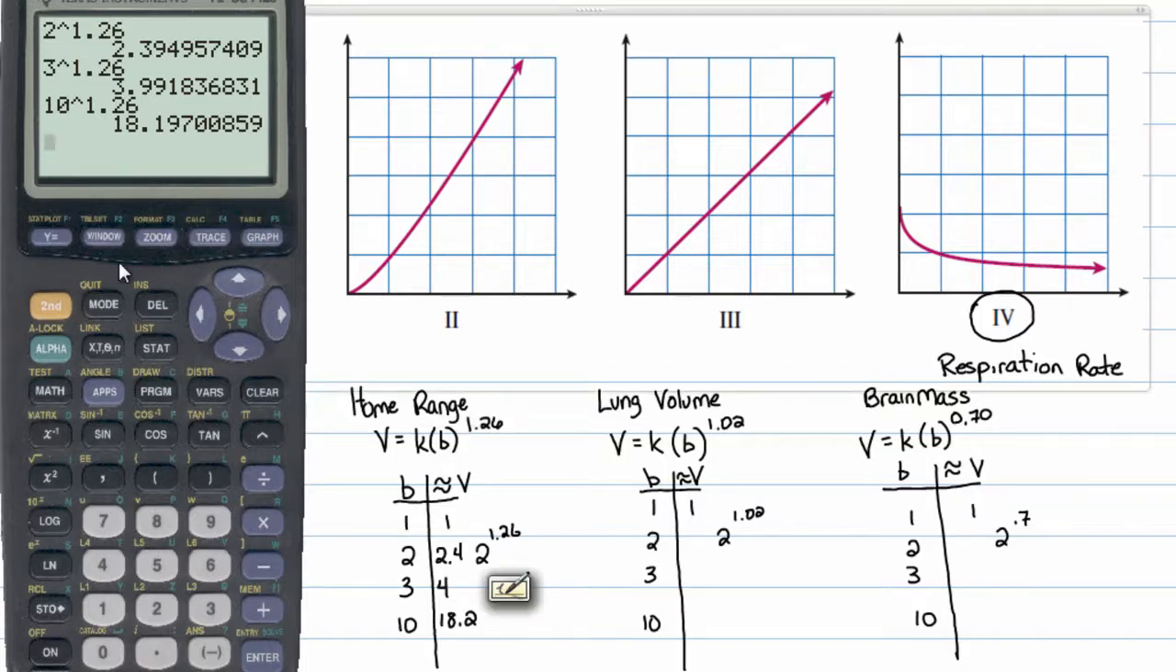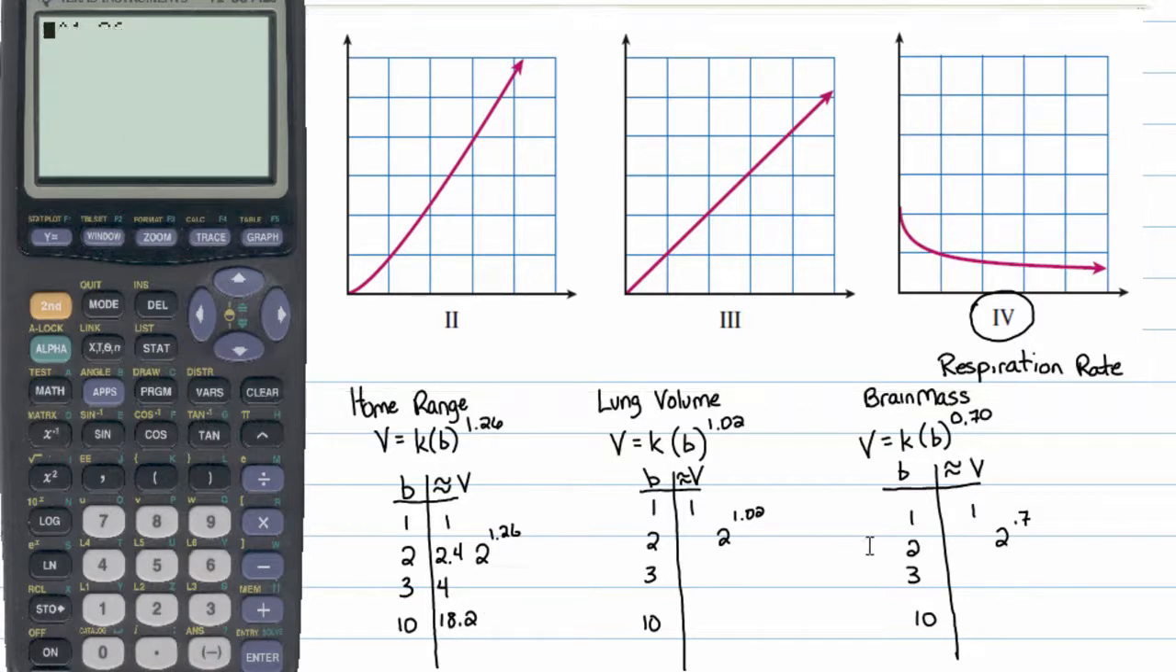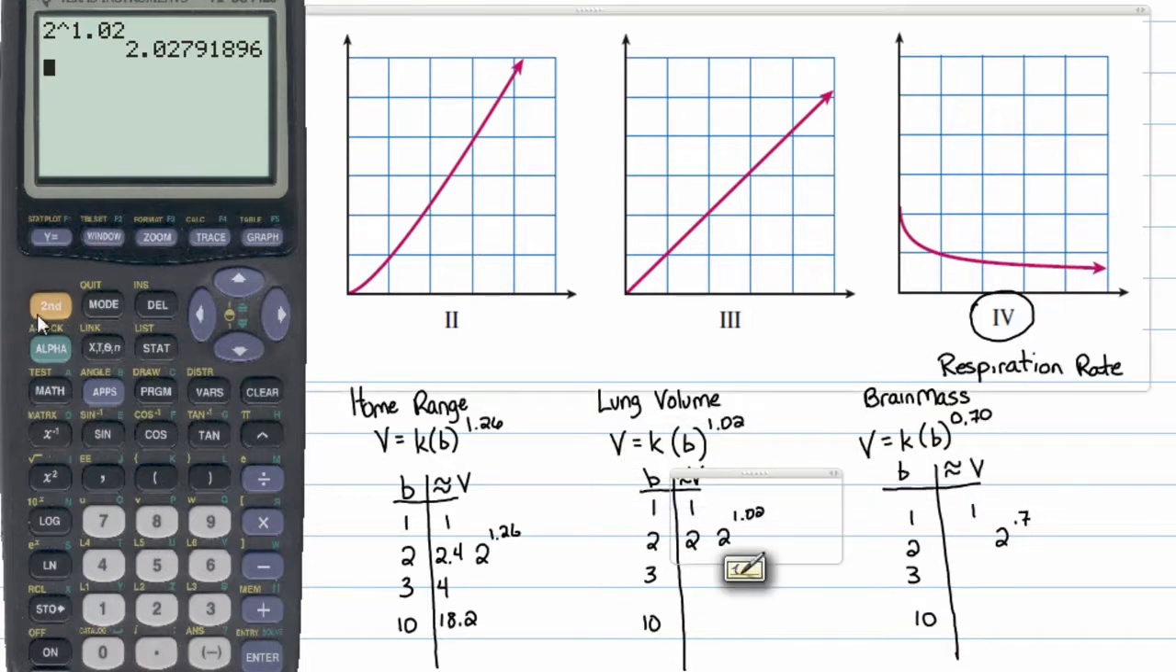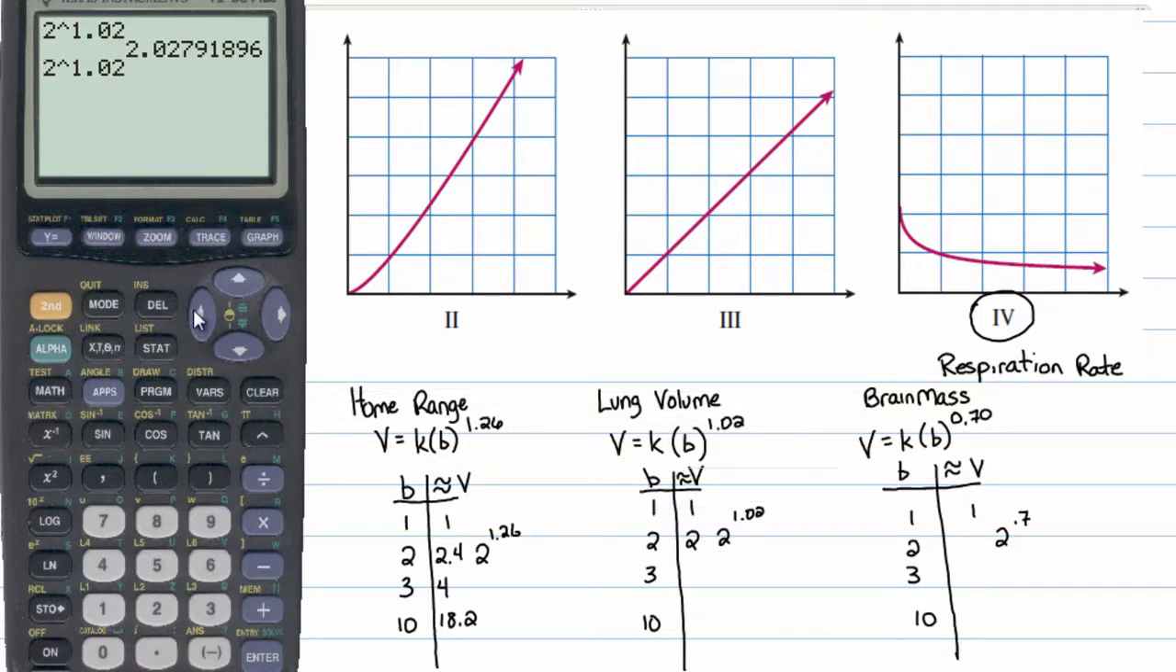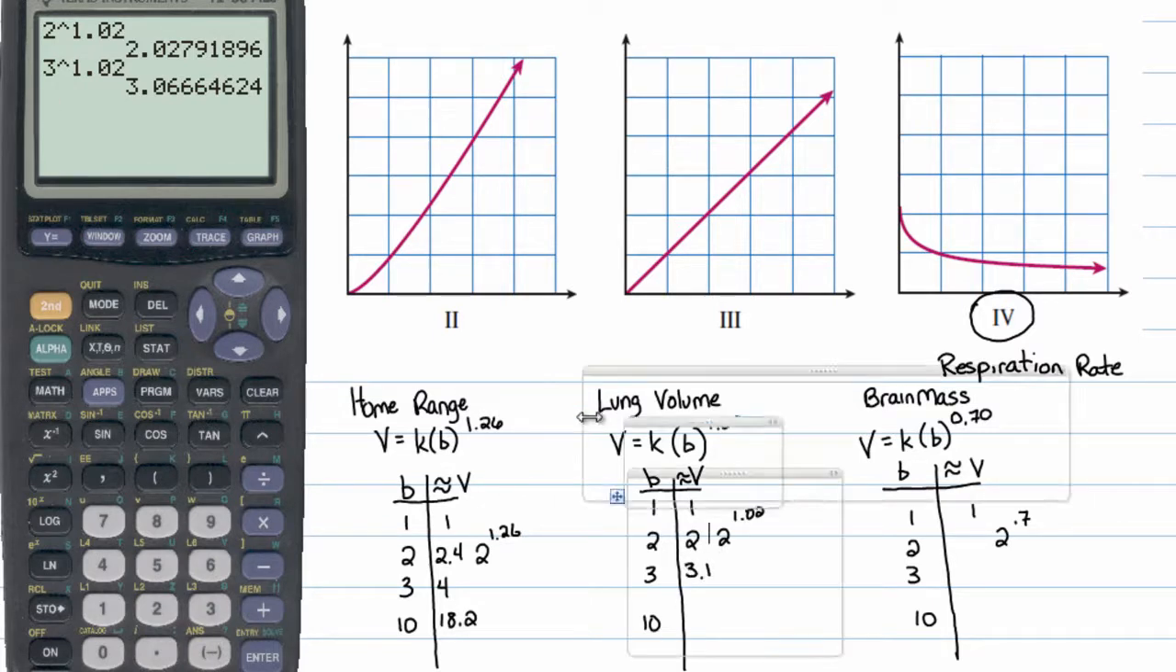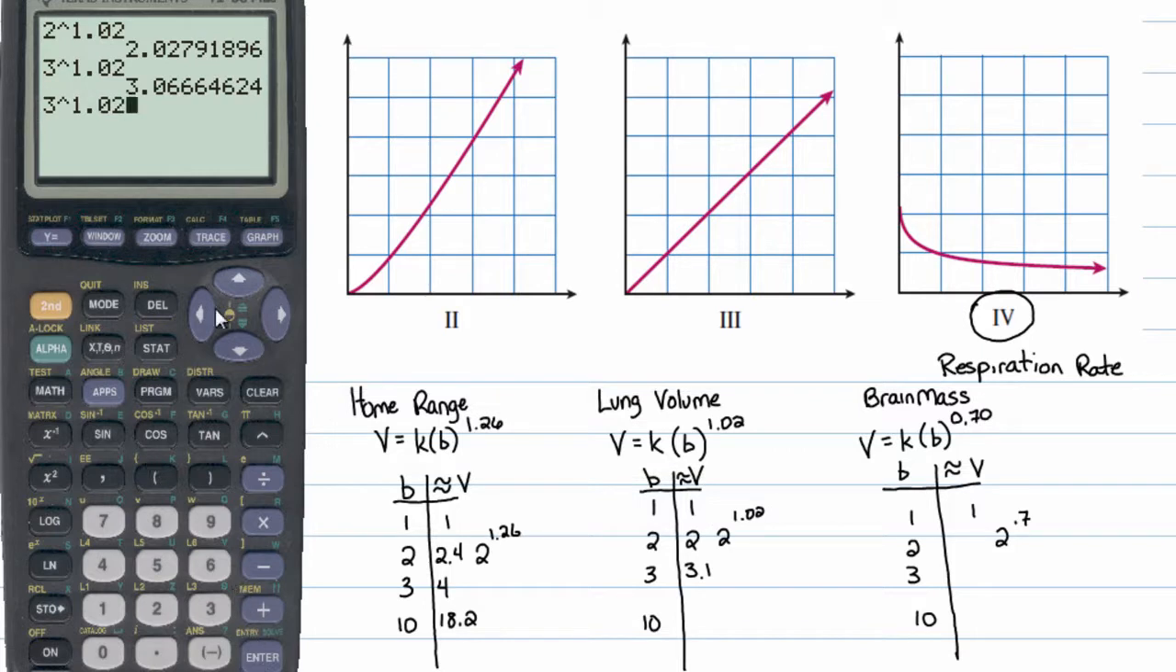Now let's take a look at the next group here, the 1.02 power. So we have 2 raised to the 1.02 power, and that'll give me 2.0 really when I round to the nearest tenth. And then we'll do the same thing. We'll just regurgitate this one and throw in 3 in the place of 2. That's 3.1 roughly. And then we'll throw in the number 10 here.